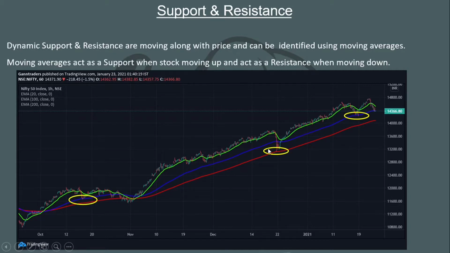And if it is taking support with the 100 and 200 EMA, how to trade, that we will see in the example.